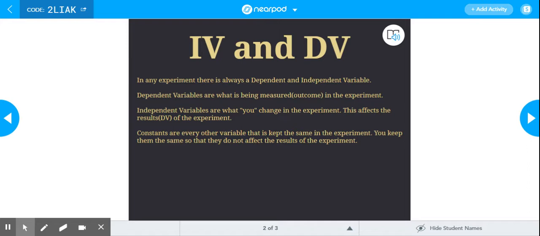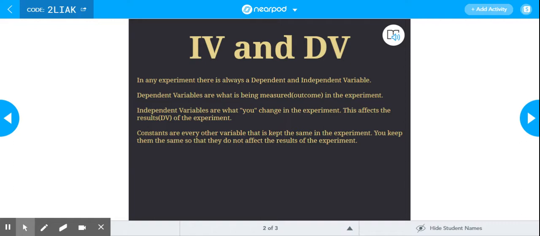In any experiment, there is always a dependent and independent variable. Dependent variables are what is being measured. It's the outcome in the experiment. Independent variables are what you, quotation marks, change in the experiment. This affects the results, the dependent variable in the experiment. So dependent variables are going to be the outcome they're looking for. It's the thing that we're measuring.